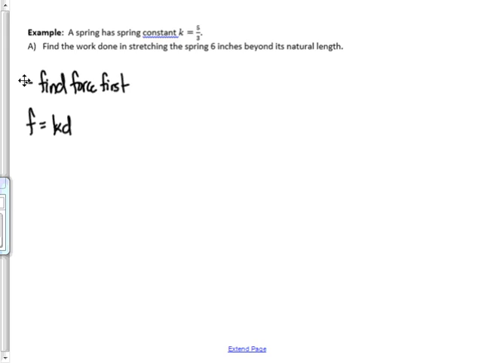So let's plug that in. F equals K, which is 5/3, and then X is going to be that D. The work done in stretching the spring is going to be, since I'm going 6 inches beyond its natural length, 0 to 6, and I'm going to integrate 5/3 X dx.